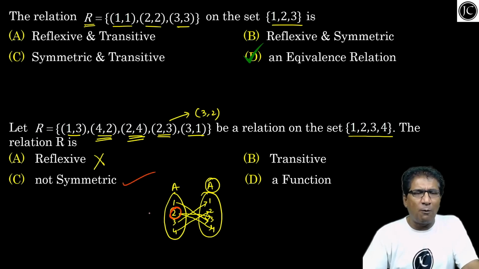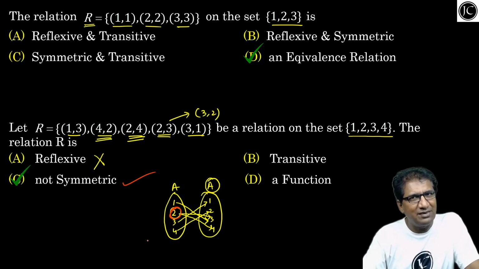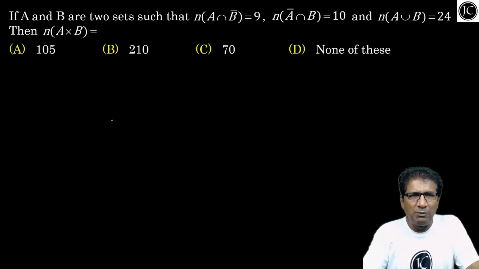Therefore, our correct option is not symmetric. Hence, option C is correct. Is it clear? Okay.